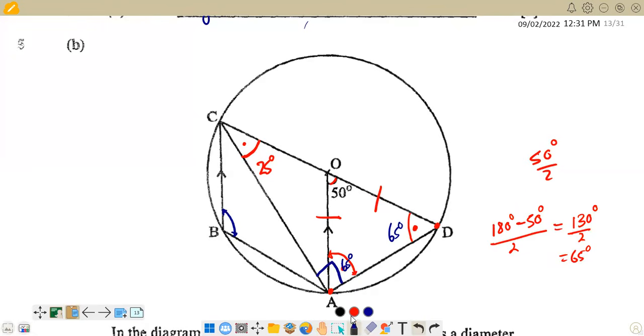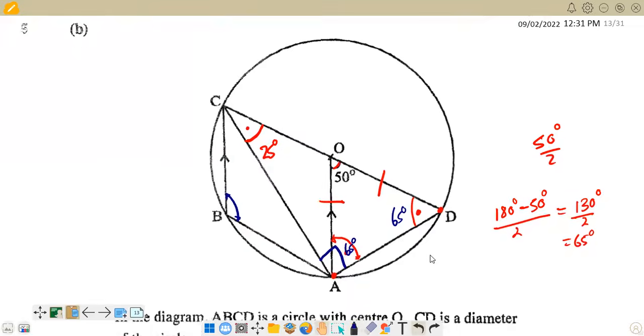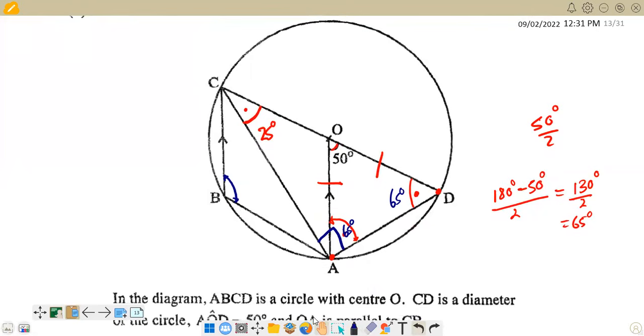From A here to B to C to D, we are actually having a cyclic quadrilateral because all these vertices are on the circumference. This angle at B, at A, at D, at C, they are on the circumference of a circle. And you know that opposite angles of a cyclic quadrilateral add up to 180 degrees. So these are the opposite angles. So it means the angle at B is just going to be 180 minus 65 degrees. Okay, so 180 minus 65, that's 115 degrees.